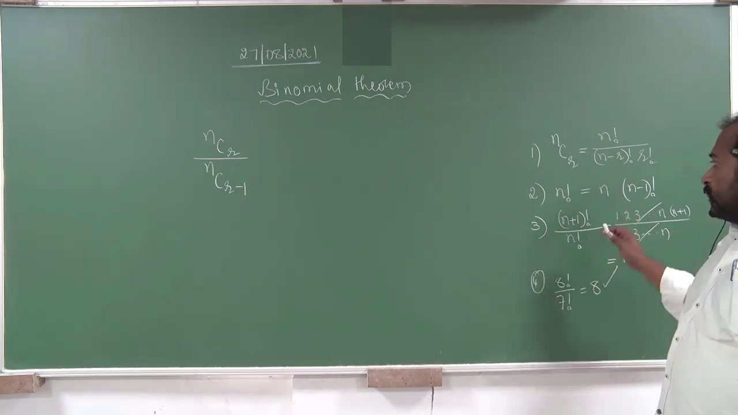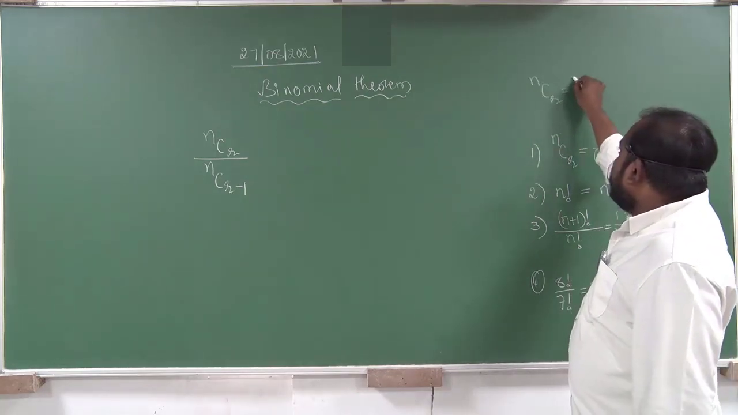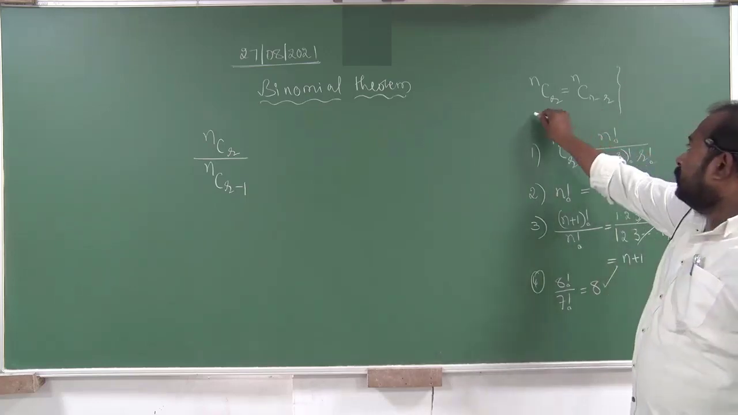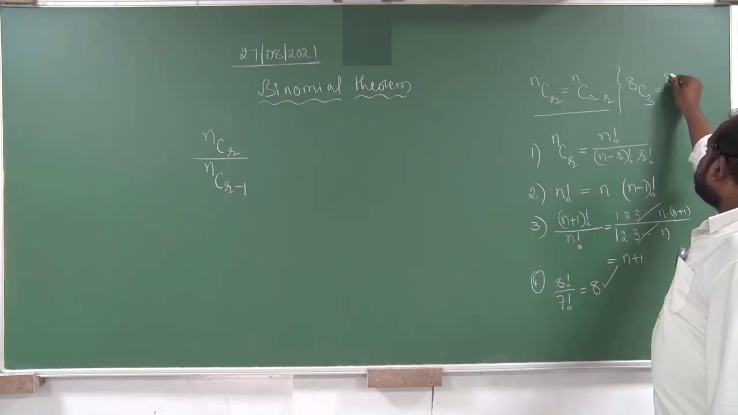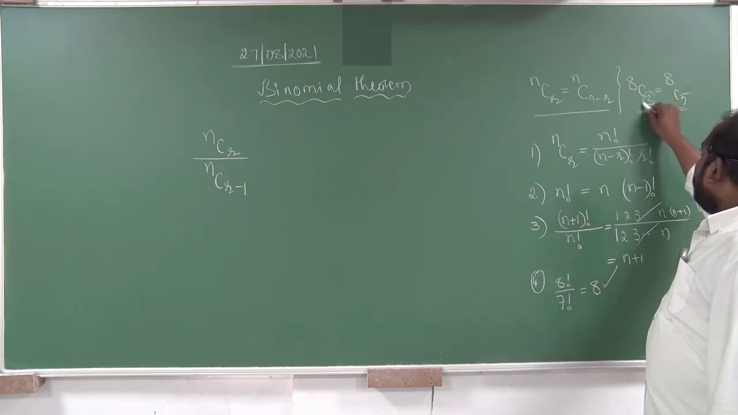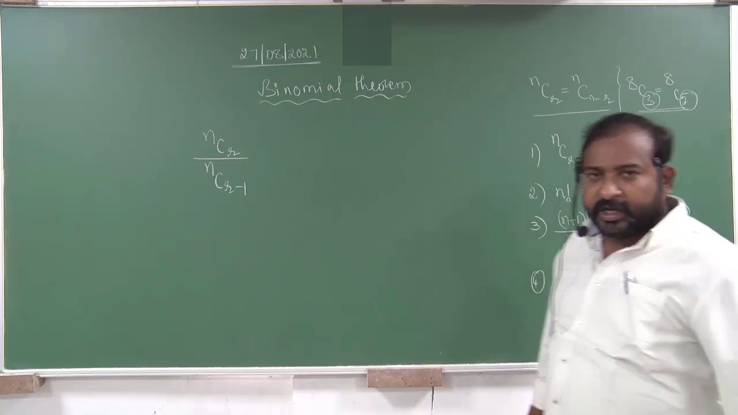All these calculations we have given, and one more formula also: nCr is equal to nC(n minus r). Basing on this formula, for example, the 8C3 value is nothing but 8C5. If you add these values, the sum will be 8. All these calculations I have given.